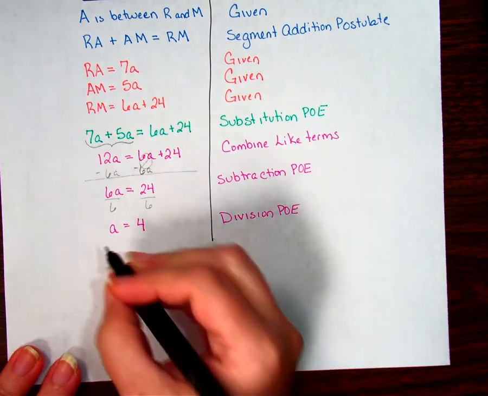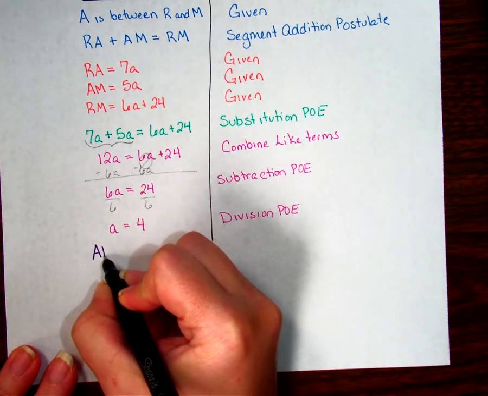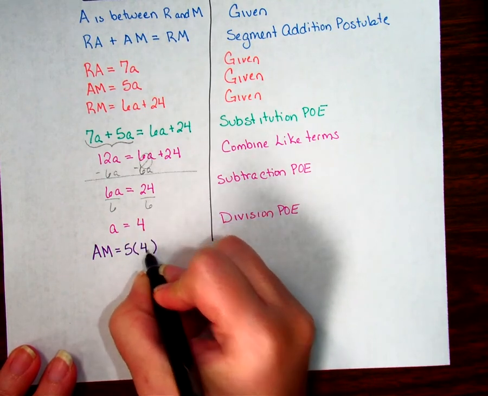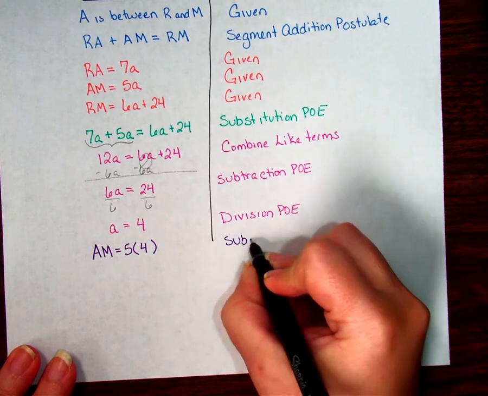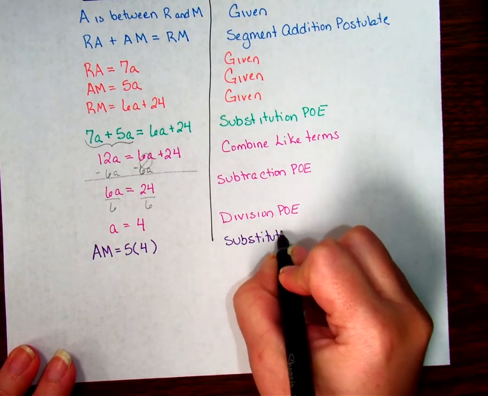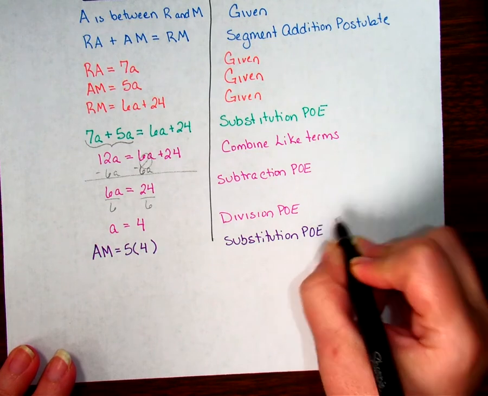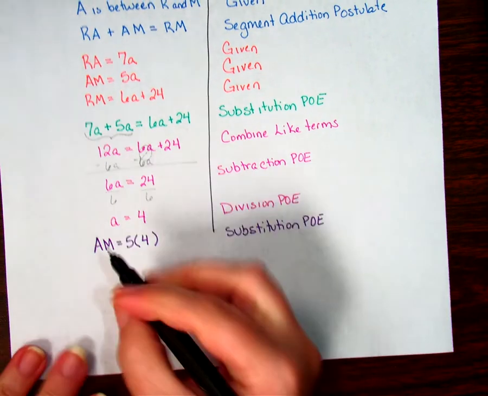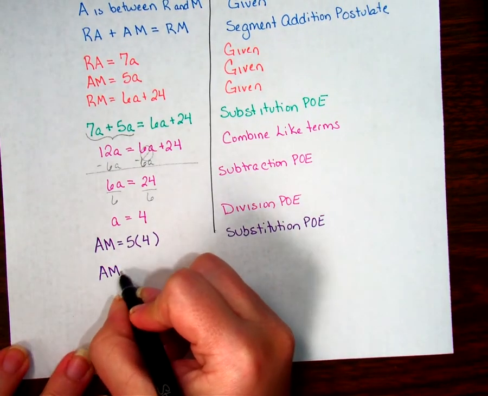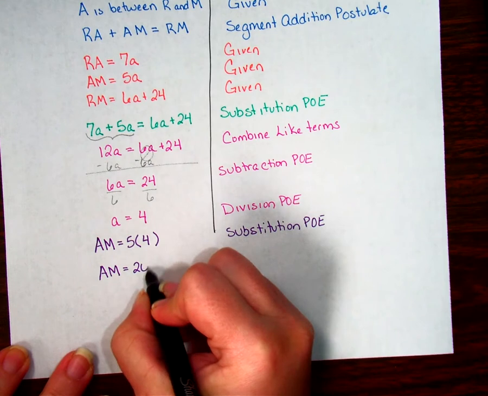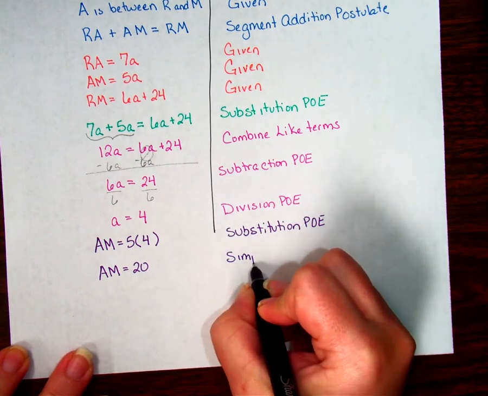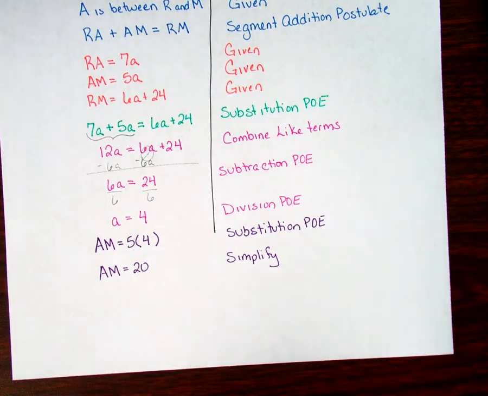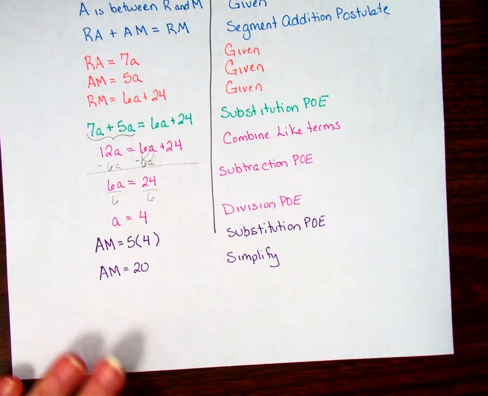So AM equals 5, substitute in the 4. Substitution property of equality. And then now we just have to simplify the 5 times 4. So AM equals 5 times 4 is 20. And all we did was simplify. Okay, so that is a geometric proof using the segment addition postulate.